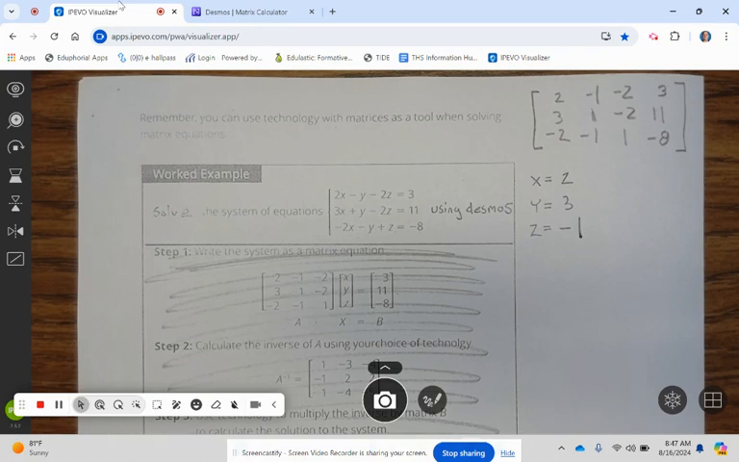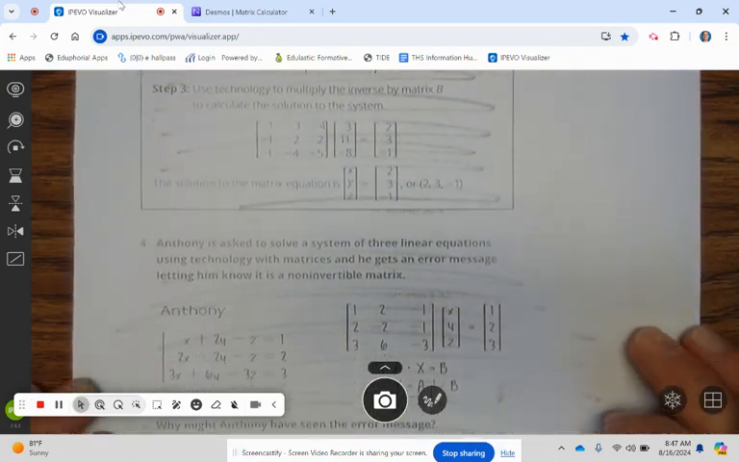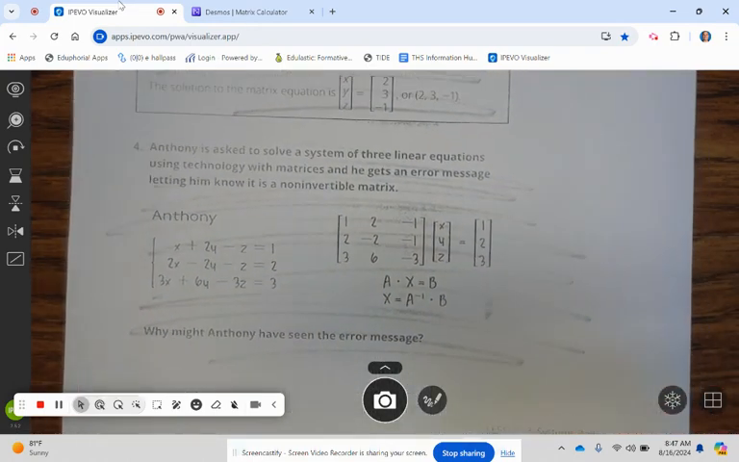Okay, go ahead and mark out the rest of that page. Let's take a look at the next page.